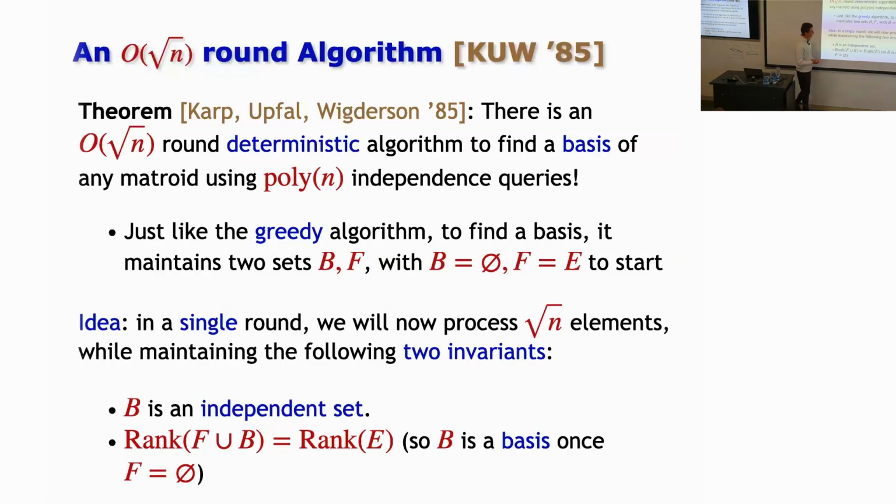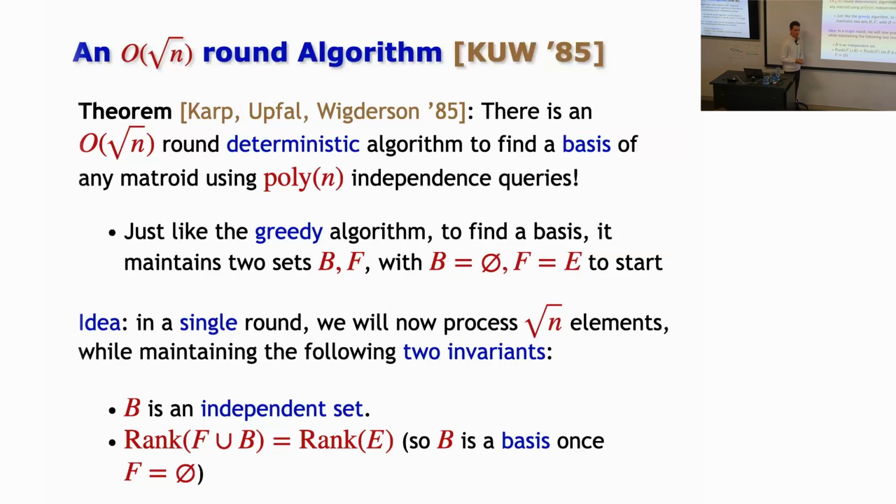The second is that rank of F union B should equal rank of E. What does that mean exactly? Think about when the algorithm is done: F will just be the empty set. So it's telling you that rank of B equals rank of E. That's basically telling you that your basis needs to be full, that it needs to have the maximum possible dimension that it can.